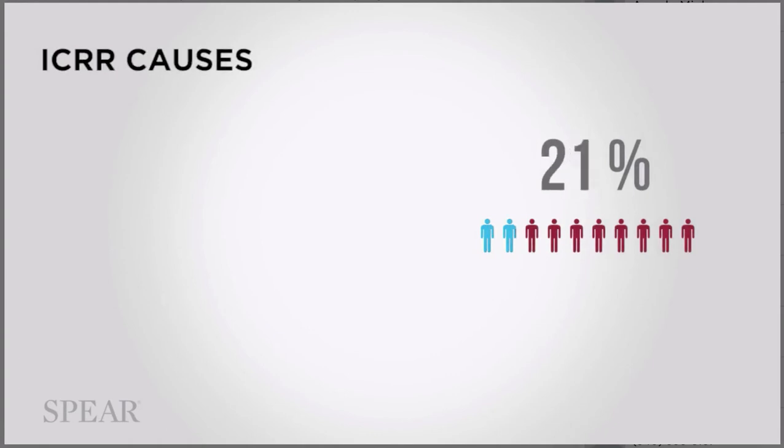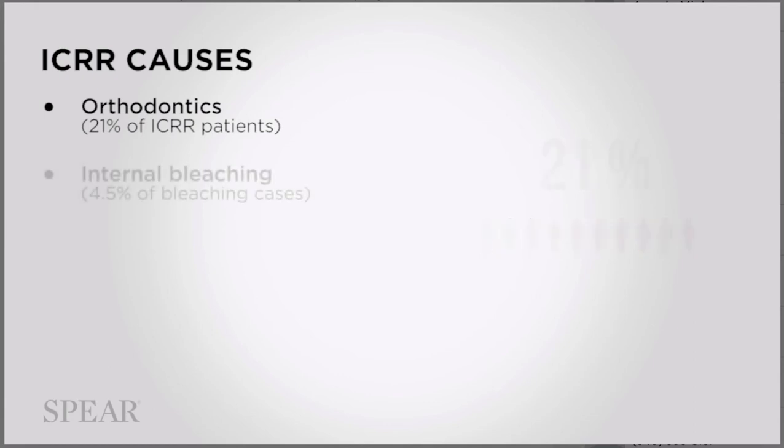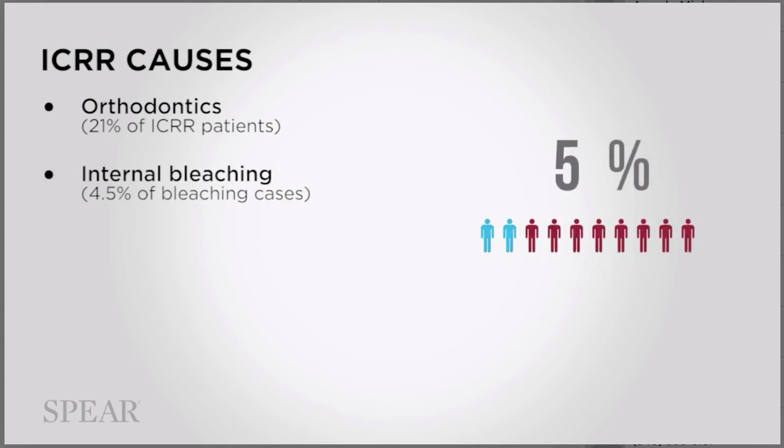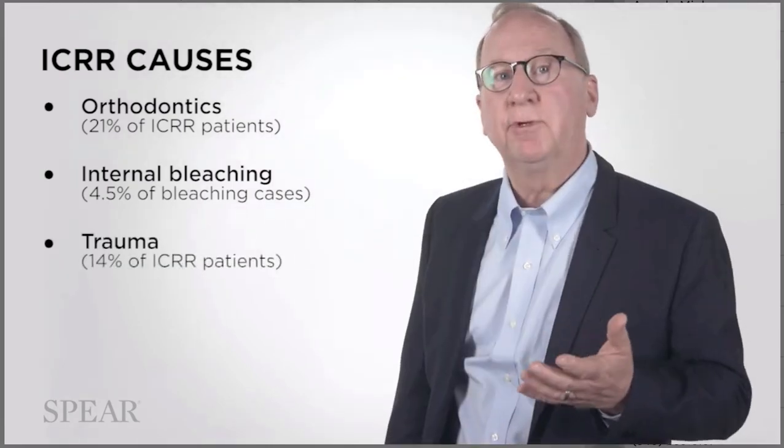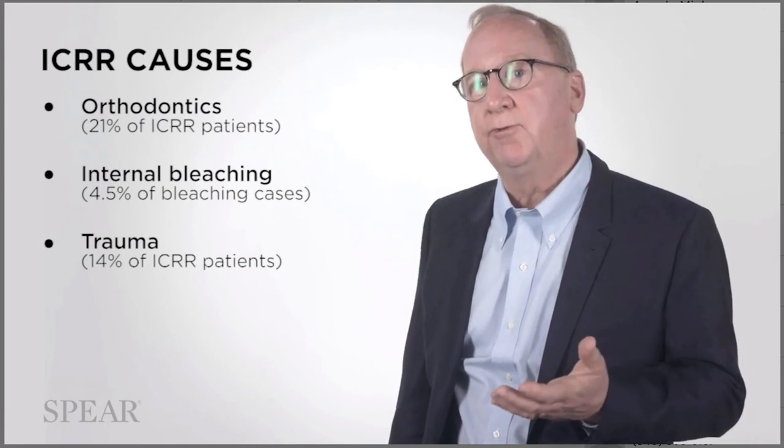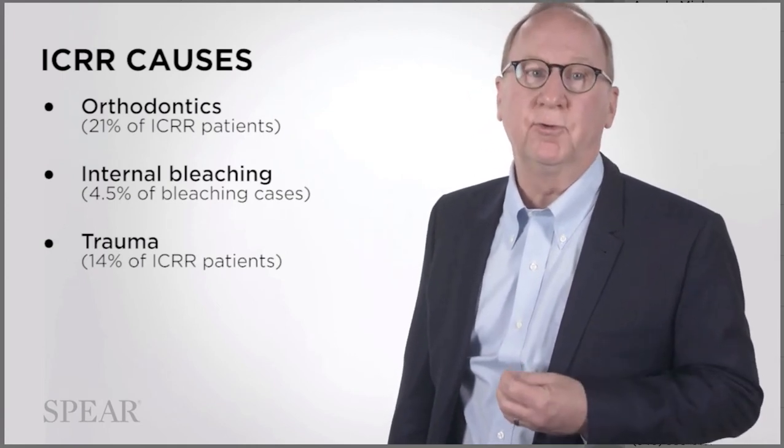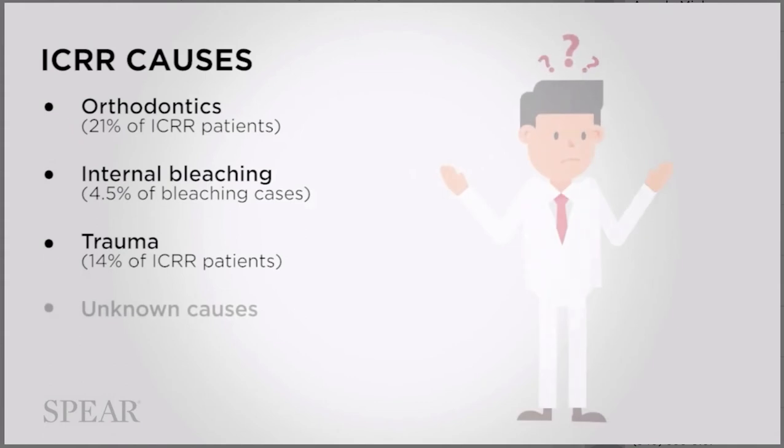The causes? Well, we see that about 21% or so of these teeth with invasive cervical root resorption have had previous orthodontic treatment. We also see this in about 4 to 5% of cases that we've done internal bleaching too. So there's something going on there that's traumatizing these teeth such that this invasive cervical root resorption happens. That said, about 14% of patients that we see that have a traumatic injury to their teeth have invasive cervical root resorption. And then, of course, there's unknown causes. We just don't know why these happen.